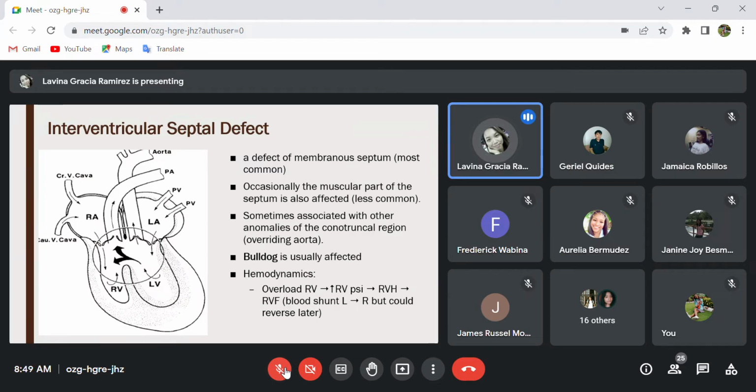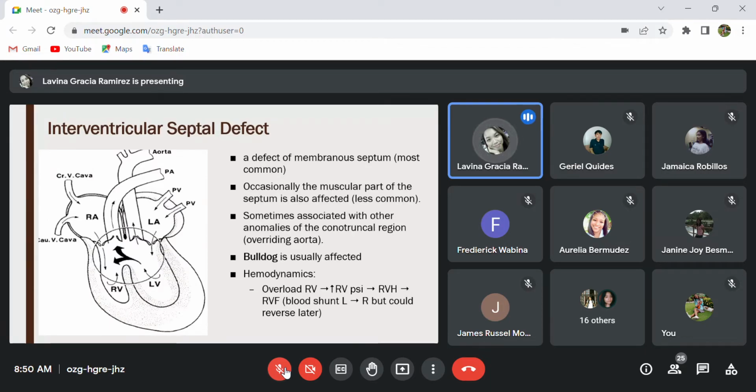So a defect of the membranous septum, so this is the membranous septum, which is very, very common. So occasionally the muscular part of the septum is also affected, however, yun nga sabi, not common, it can be associated with overriding aorta. Okay, so that's the conotruncal region on the aortic level. Ito yan. Okay, so yung malapit naman dyan. Okay, so dyan naman predisposed breed of animal is the bulldog.